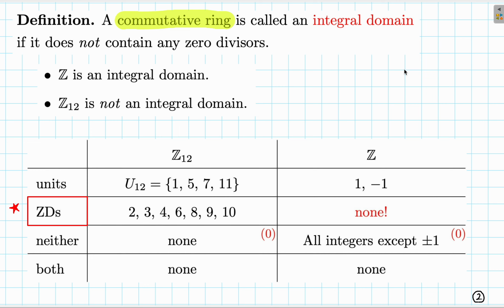And with that, here's a new definition. A commutative ring is called an integral domain if it does not contain any zero divisors. For example, the ring of integers Z is an integral domain. It is a commutative ring because multiplication in Z is commutative, and as we see in the table, Z does not contain any zero divisors. However, Z12 is not an integral domain. It is a commutative ring, but Z12 has a bunch of zero divisors, and therefore it is not an integral domain.